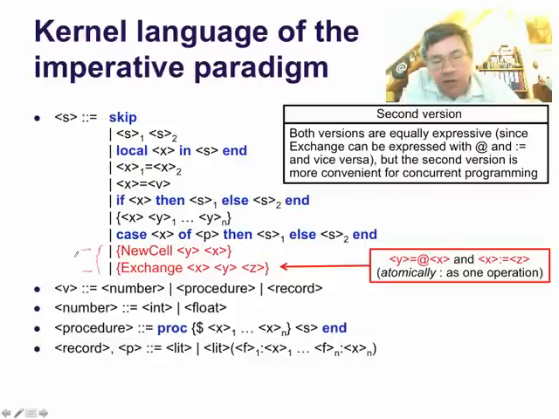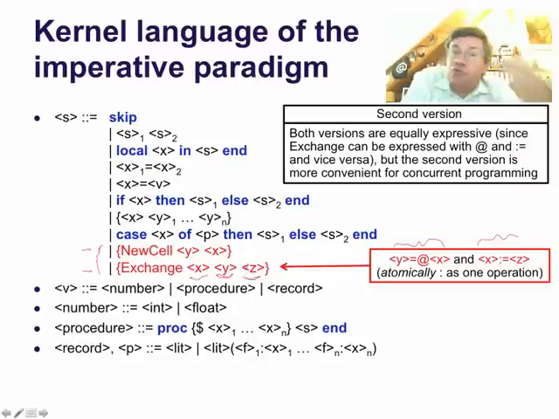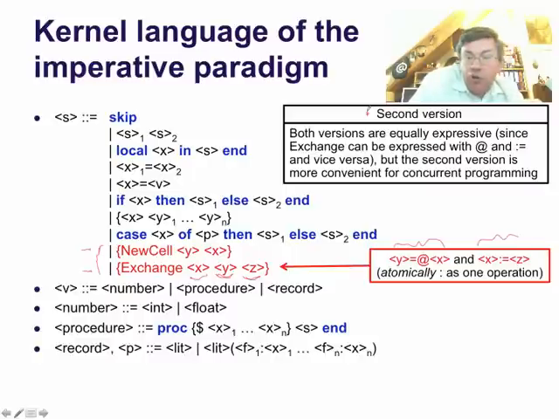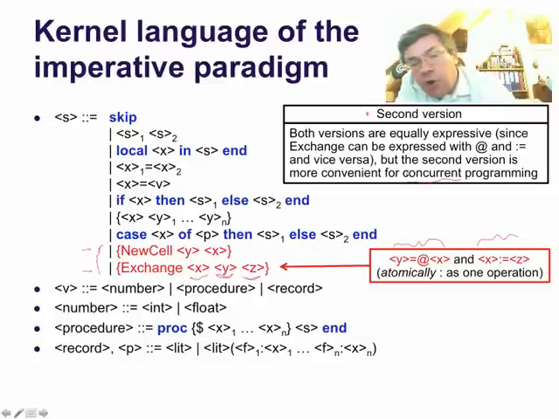In fact, the exchange here does both an assignment and an access atomically, which means together as one operation in one step. So the exchange has three arguments. So x is a cell, y is bound to the old value of the cell, and z is the new value of the cell. So this second version of the kernel language of the imperative paradigm is equally expressive. In fact, it's possible to express exchange using access and assignment, and vice versa. Access and assignment can be expressed using exchange. It's an interesting exercise. But this second version is more convenient for concurrent programming.